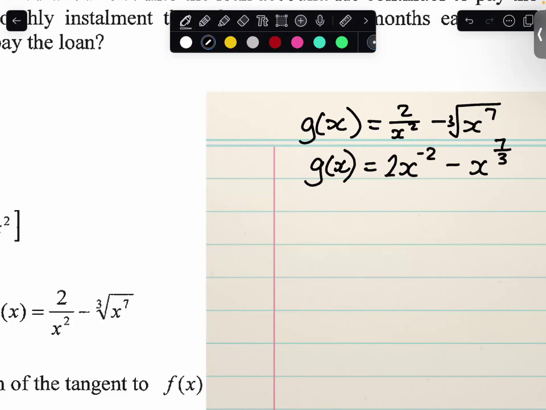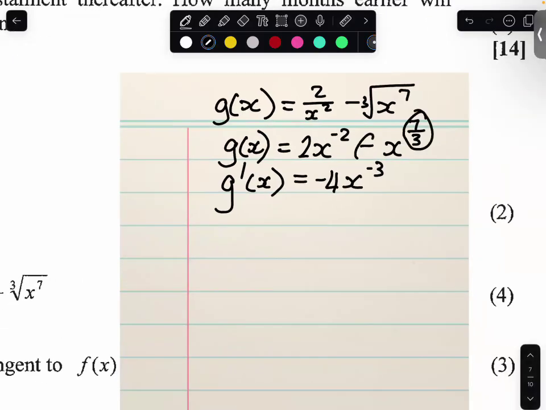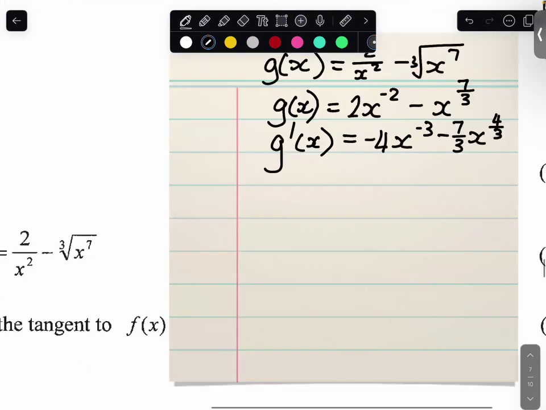I'm now ready to find the derivative, so I'm going to change my notation to g prime x. Exponent times coefficient gives me a minus 4, and subtract 1 from the exponent, minus 3. Then again, exponent times coefficient, that gives me a minus 7 over 3. Bring down the x, subtract 1 from the exponent, that gives me 4 over 3. And that's done. All right.